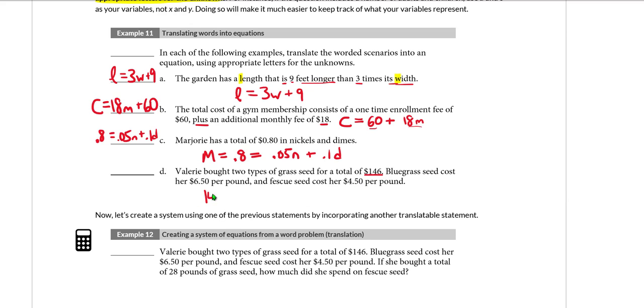So that's $146, and that must equal the sum of the total cost of the bluegrass seed. So that will be $6.5 times the number of bluegrass pounds I buy, and I'm going to add that to 4.5 times the number of fescue pounds that I buy. So this is the amount I spend on bluegrass, this is the amount I spend on fescue. When I add those two amounts together, I will get my total 146. So 146 equals 6.5 B plus 4.5 F, and again I have a standard form equation there.